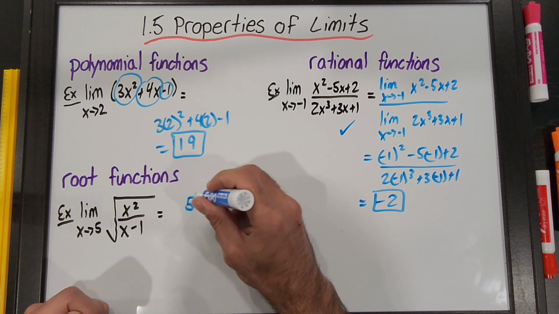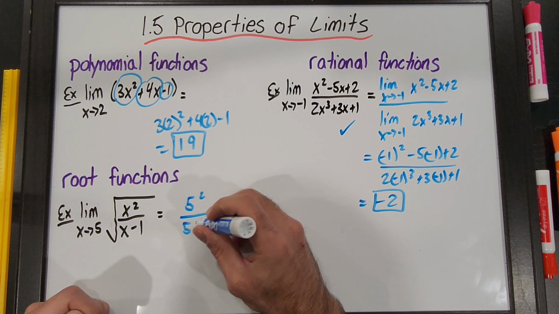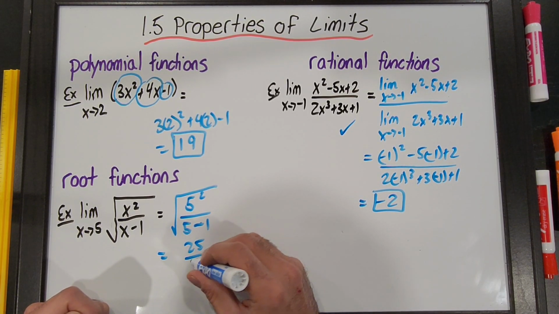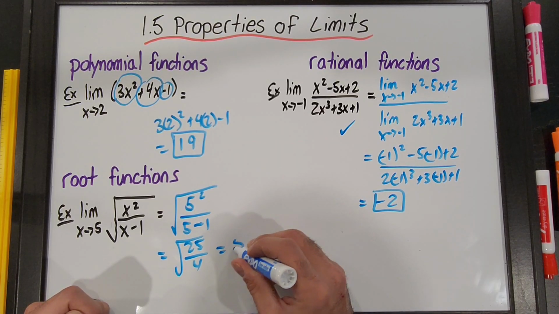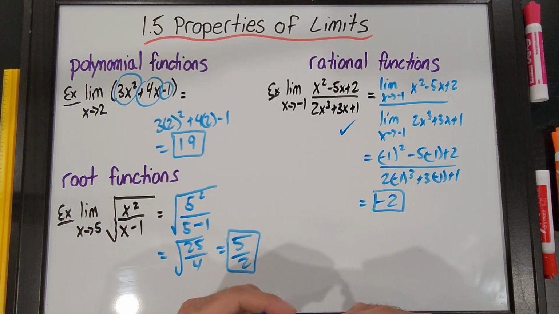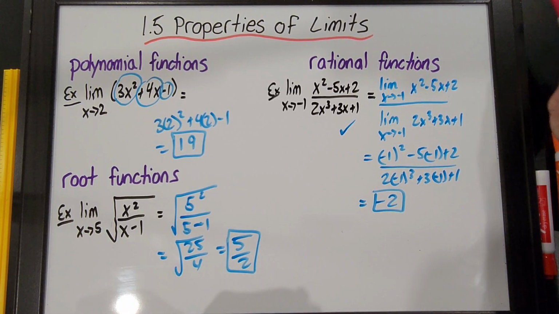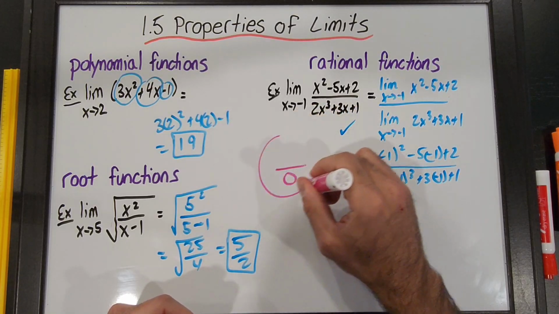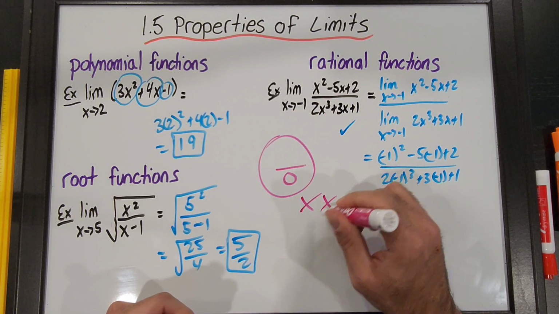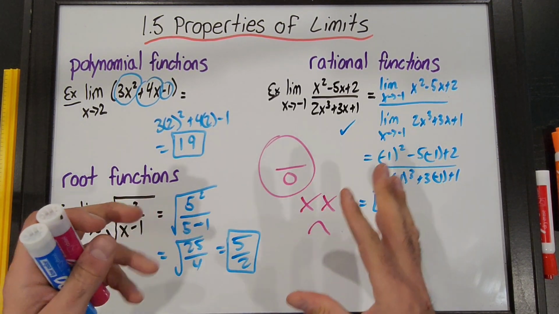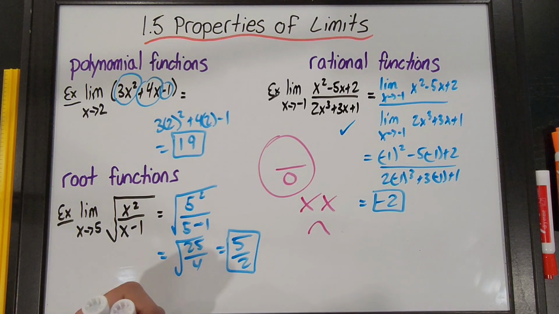So this is just going to be 5 squared over 5 minus 1, and it's the big root of 25 over 4, and this is just 5 over 2. Okay, really easy to find the limit. What we have to look out for is when we get indeterminate form. When we are dividing by 0, bad. So you'll see some examples when we have dividing by 0 and some strategies that we take to avoid those things.